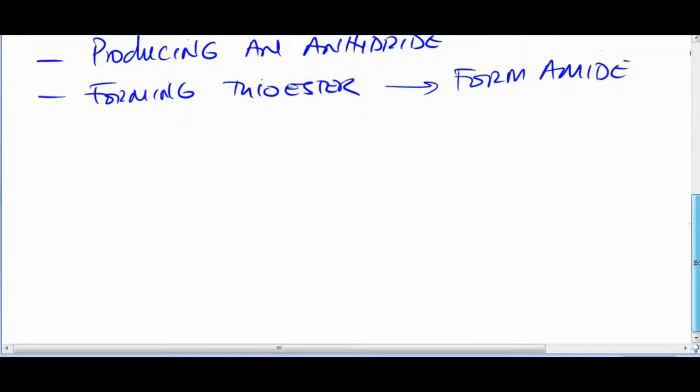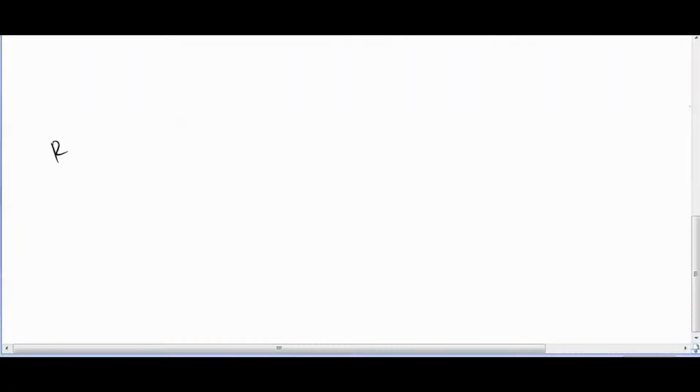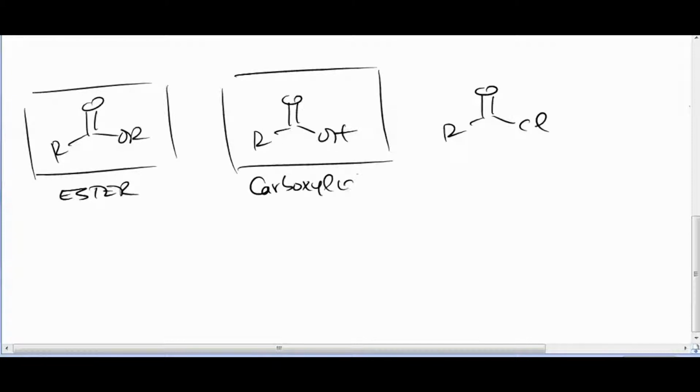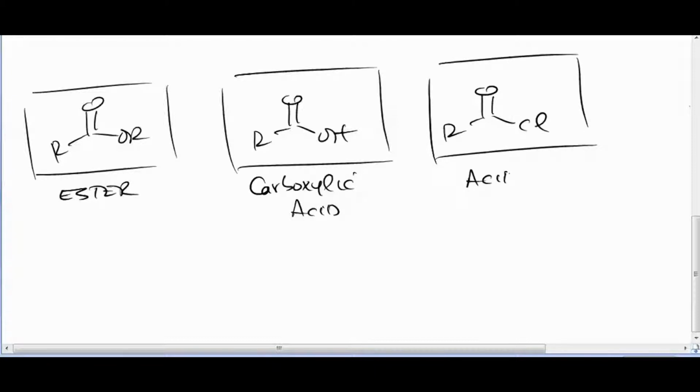Something really fast. You tell me what it is. So what is this right here? Ester. Right. How about this one here? Carboxylic acid. And this one here? Acid. That's right. And who was the most reactive? Acid chloride. That's right. This guy's going to be the most reactive.